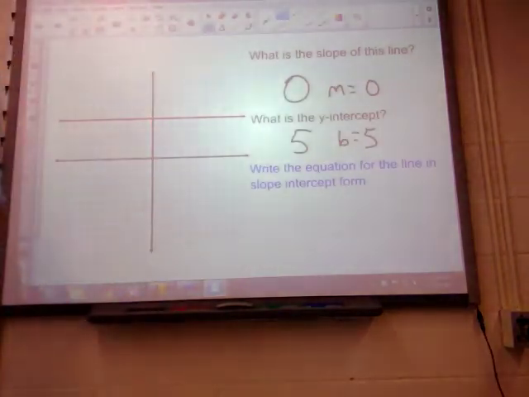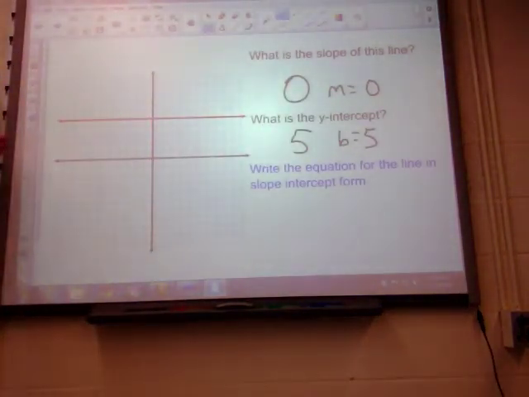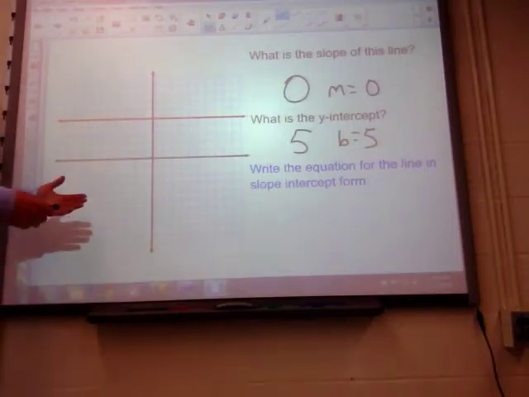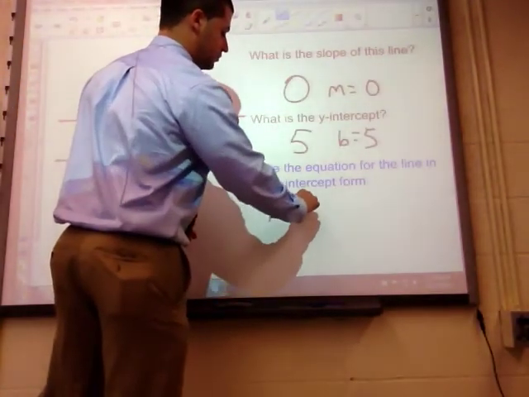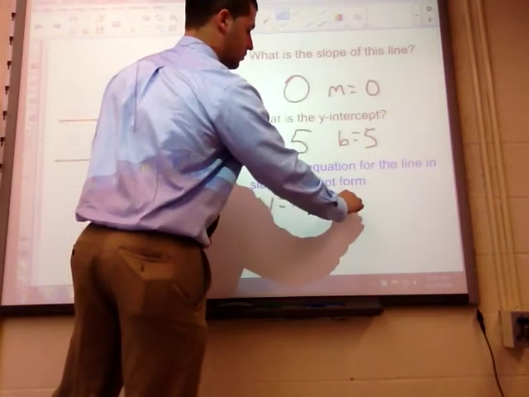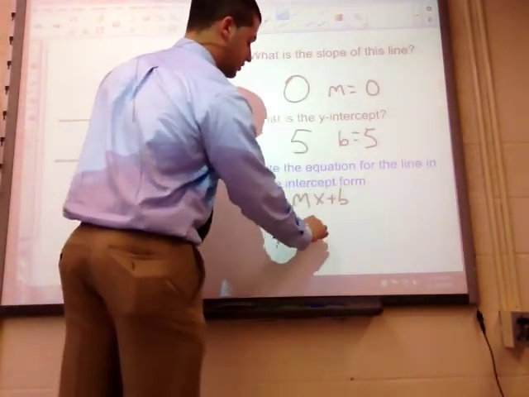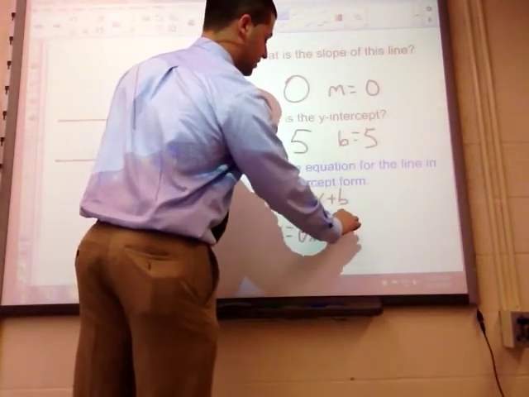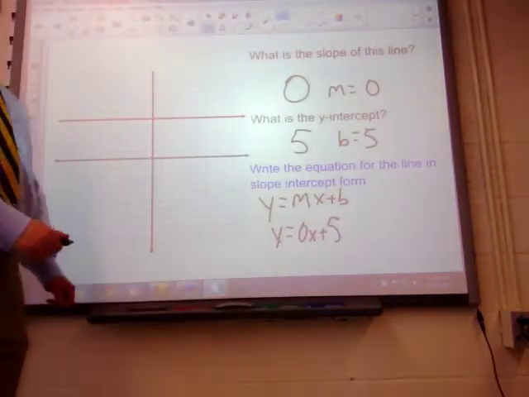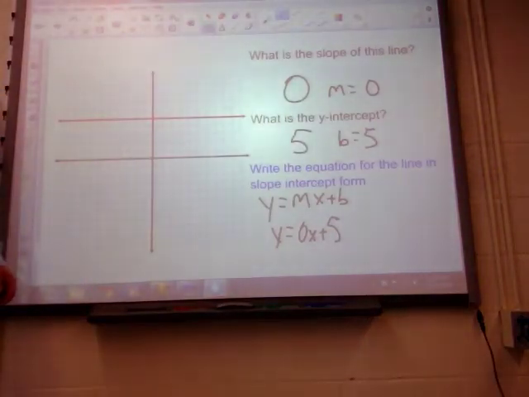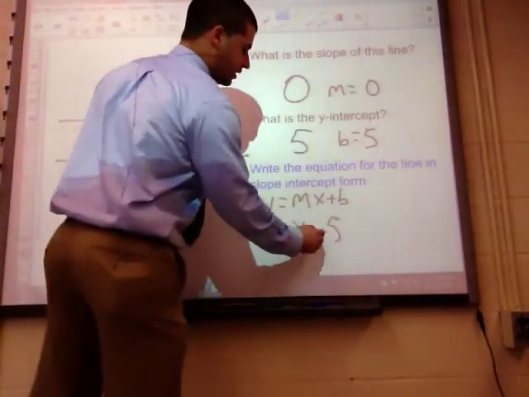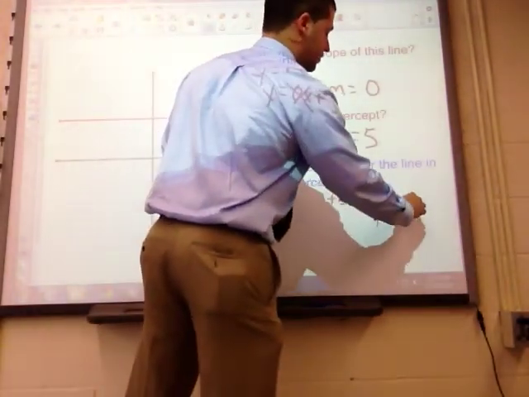This is one of the last little tricks that you'll see in this unit. We're looking at a horizontal line, we're trying to find an equation. So if we put this in slope-intercept form, we would say y equals 0x plus 5. Well, 0x doesn't make a lot of sense because that's just 0. So we can get rid of it and just say y equals 5.